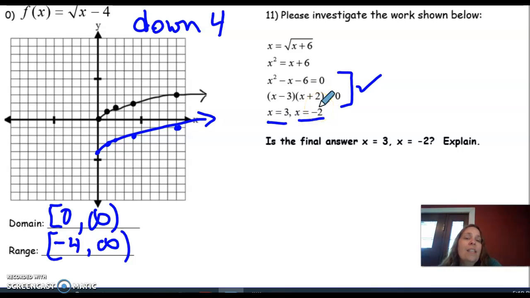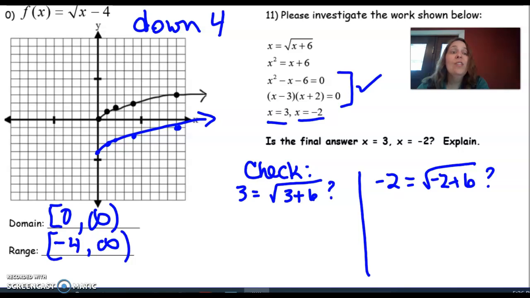And the question is, our final answer x equals 3 and x equals -2? Sure seems like it would be, but why isn't it? Well, the thing is, you need to go back and check your work. So please take a moment to do that, and then we'll compare.